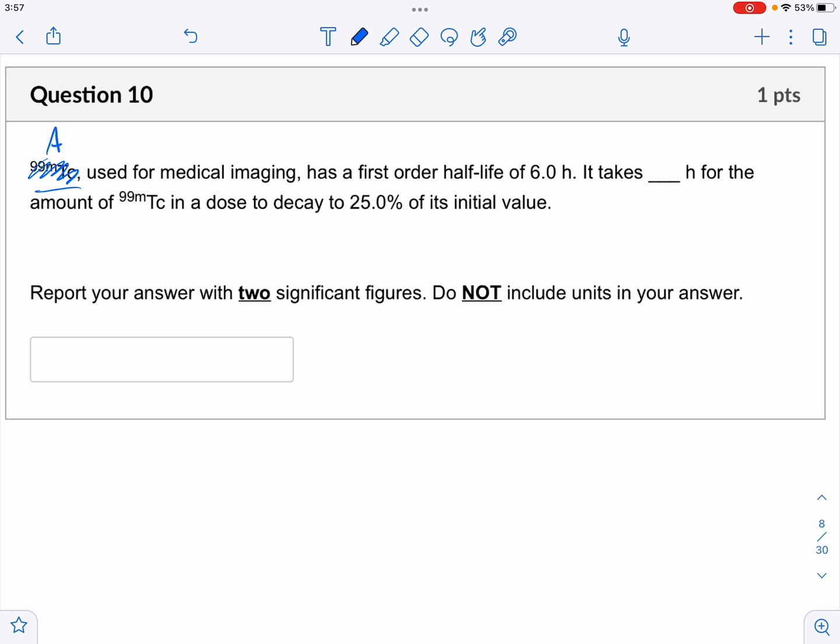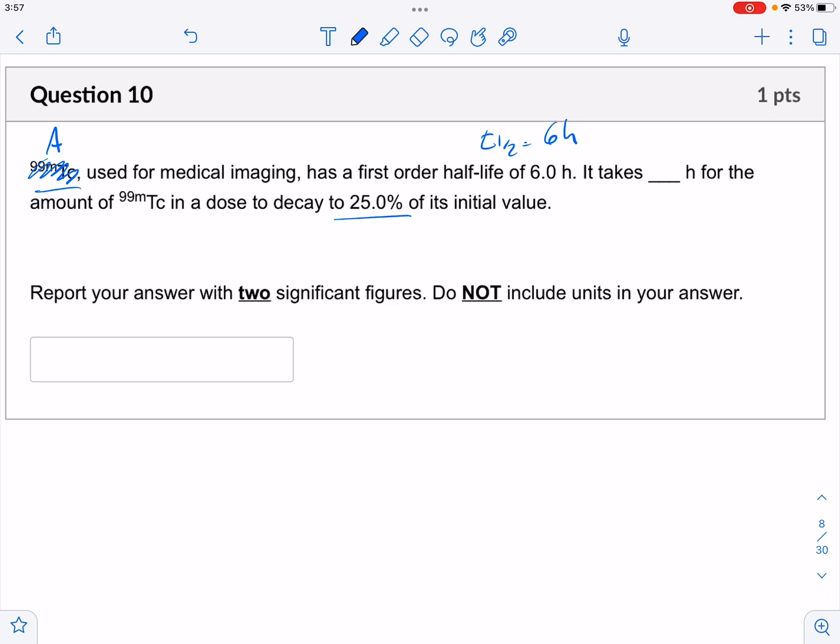We can just name it A. It is the reactant that is disappearing in this case. We have a half-life time equal to 6 hours, and we want to know what is the amount of time to decay to 25% of the initial value.